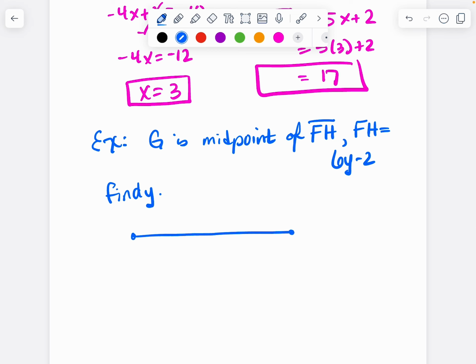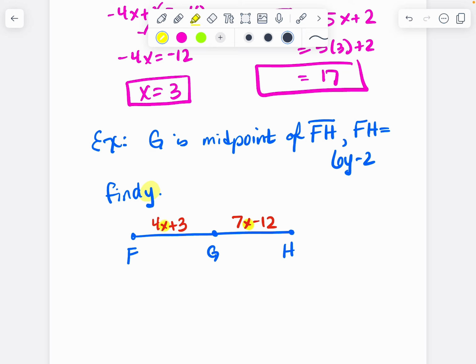Here's what I'm going to give you to work with. FH is my line, G is my midpoint. And we're going to tell you that FG is 4x plus 3, and GH is 7x minus 12. So why is this a problem? I want y, and I just gave you 2 x's.